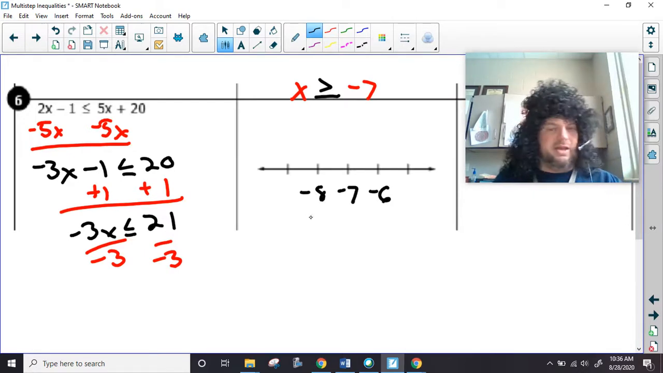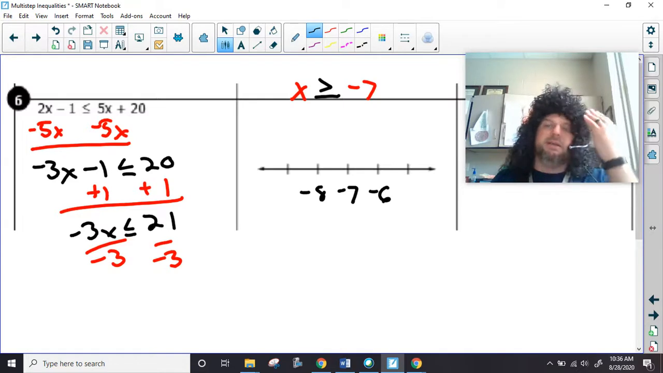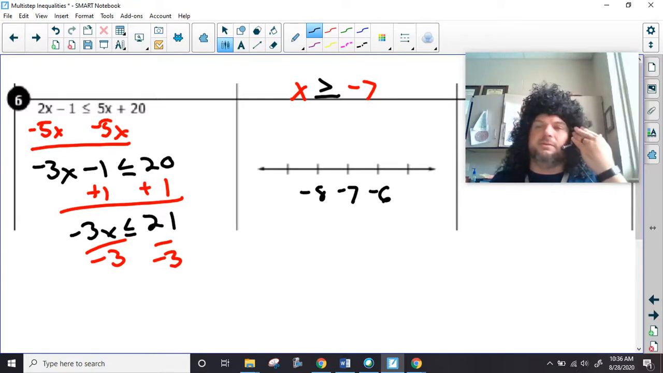All right, now this is just how I do it with the number lines. It's crazy. I know, it's kind of like my hair today. It's so humid and just crazy.